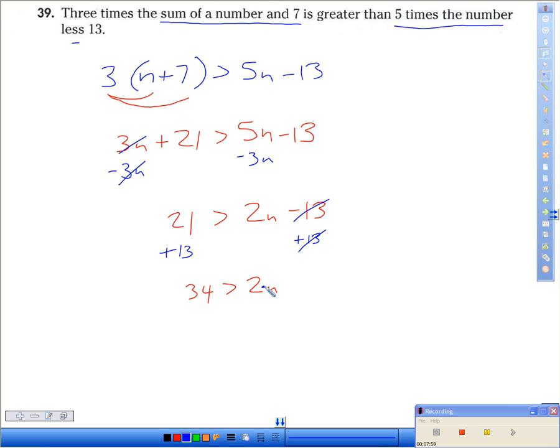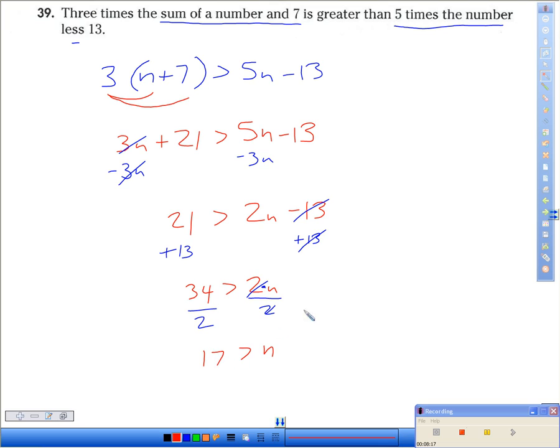Since we have 2 times n, we need to divide the right by 2 and divide the left by 2. 2 divided by itself gives us 1. So 1 times n, or just n, on the left-hand side. 34 divided by 2 is 17. So the greater than symbol stays greater than because all we did is divide by a positive 2.